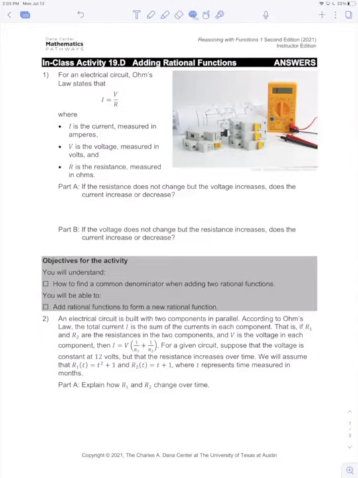Well, if the voltage increases, that means for part A, the current also increases. Let's write current increases. Part B, if the voltage does not change, but the resistance increases, does the current increase or decrease? Well, if the resistance increases, the current decreases.